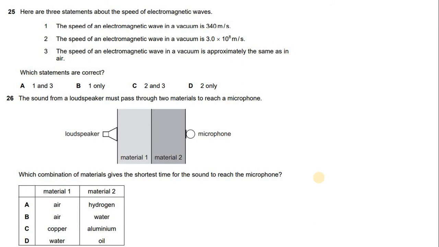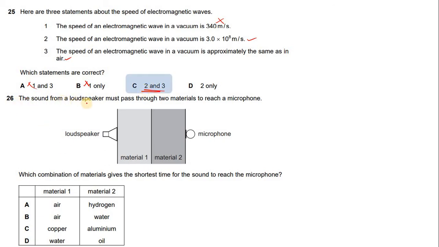Question number 25. Here are three statements about the speed of electromagnetic waves. The speed of electromagnetic waves in a vacuum is 340. Now, this is the speed of sound. This is a wrong statement. The speed of an electromagnetic wave in a vacuum is 3 times 10^8, which is true. The speed of an electromagnetic wave in a vacuum is approximately the same as in air. So, yes, we consider that the speed of electromagnetic waves in vacuum and in air is approximately the same. Which statement is correct? 1 and 3: 1 is absolutely wrong. 2 only: no, 2 and 3 are correct. So the option is C.